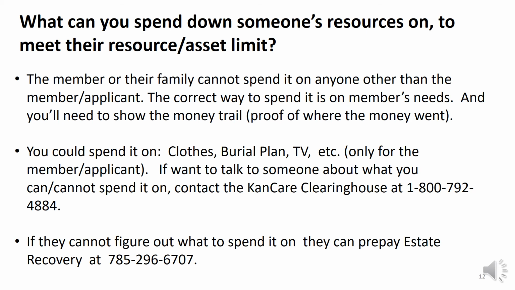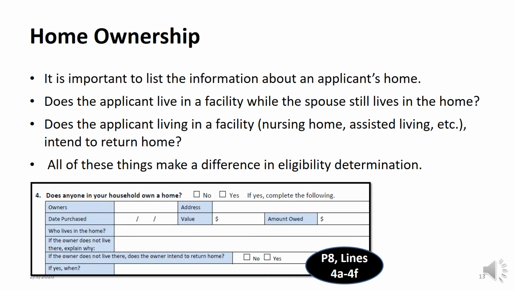785-296-6707. Home ownership. It's important to list the information about the applicant's home. Does the applicant live in a facility while the spouse still lives at home? Does the applicant living in a facility intend to return home? All of these things make a difference in eligibility determination.